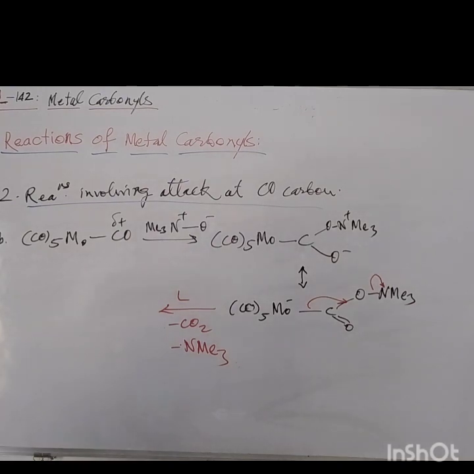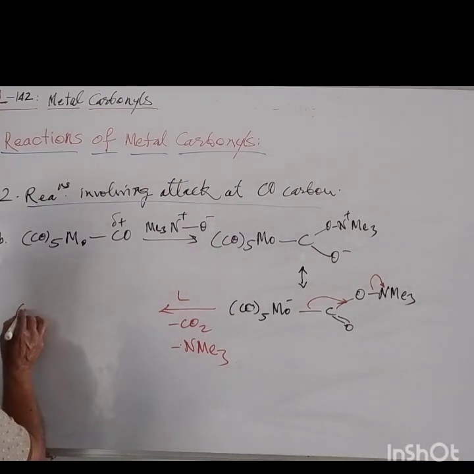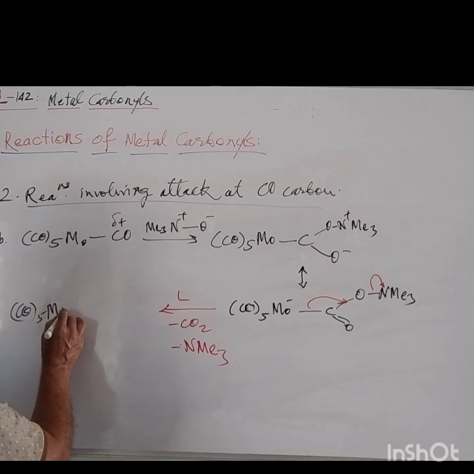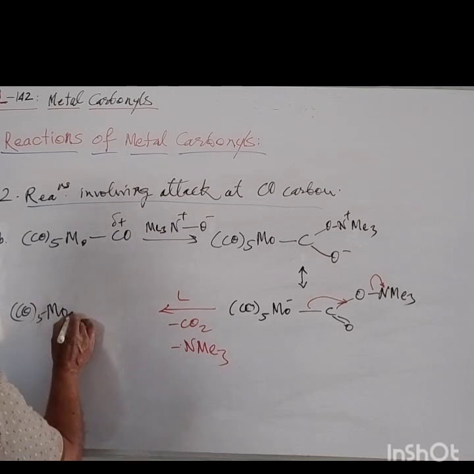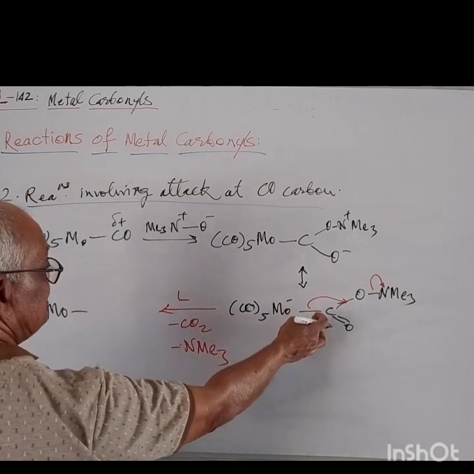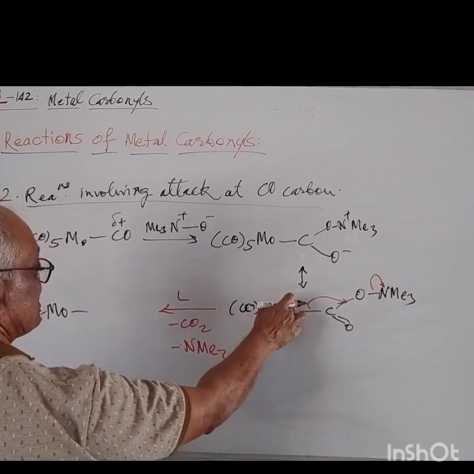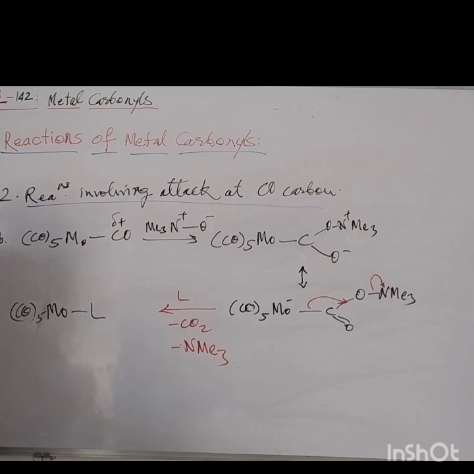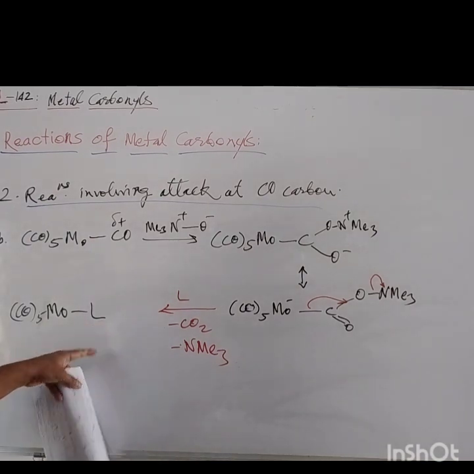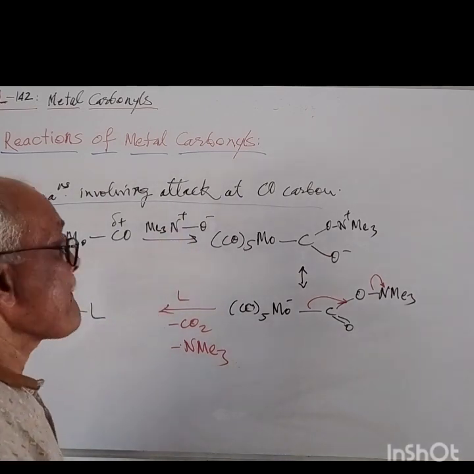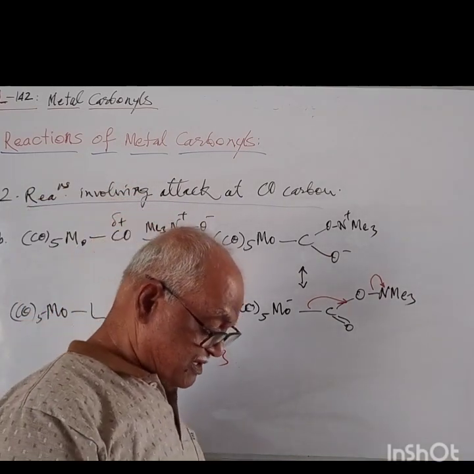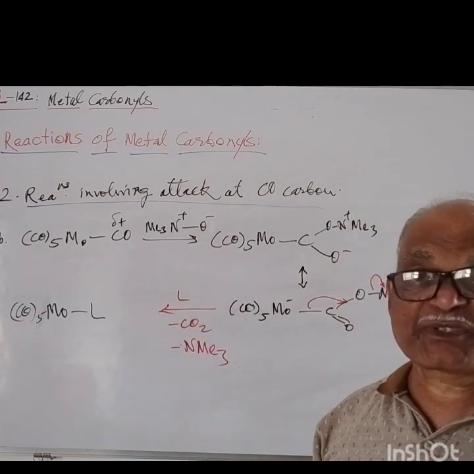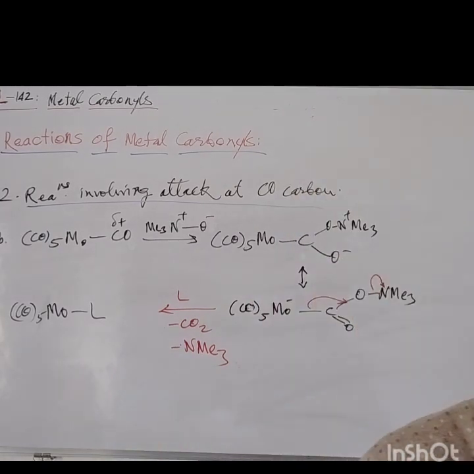And we will get this new product, that is (CO)5Mo. So this minus charge will attract this ligand, which is less reactive. This ligand is less reactive than this NMe3. But after formation of this intermediate, the reaction of the ligand becomes easy under mild conditions.